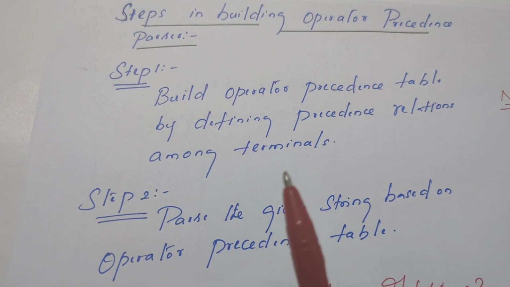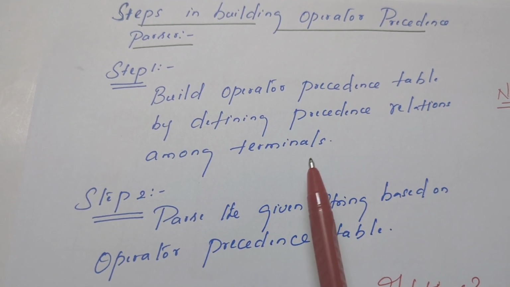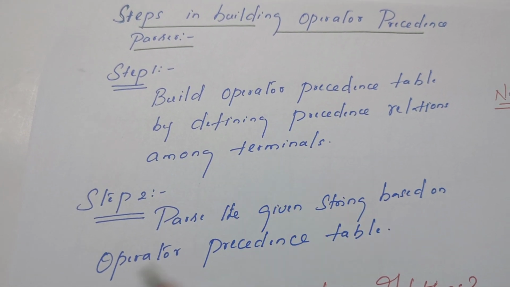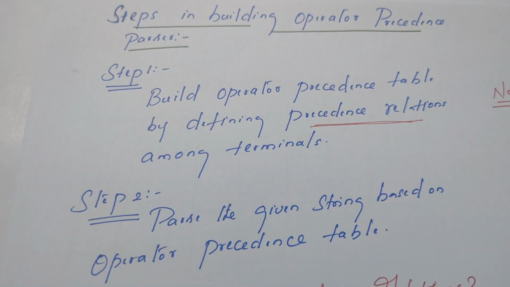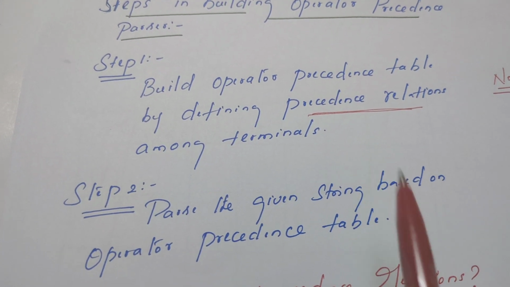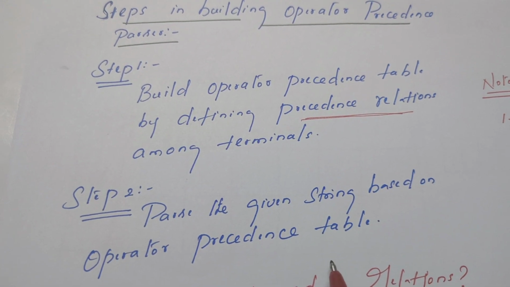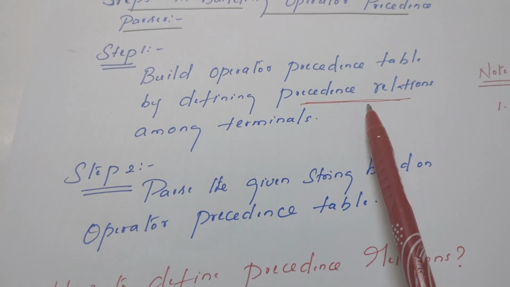Step 1, first we need to define an operator precedence table by defining the precedence relation among the terminals. What is step 2? Once the precedence table is built, based on the table we are able to parse the given string. Okay. Now the question is how to define the precedence relation.